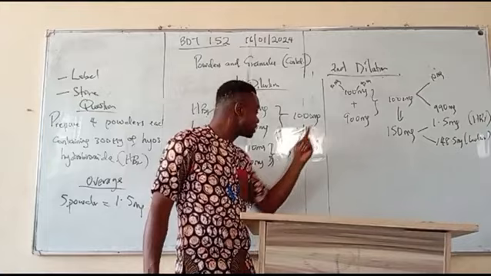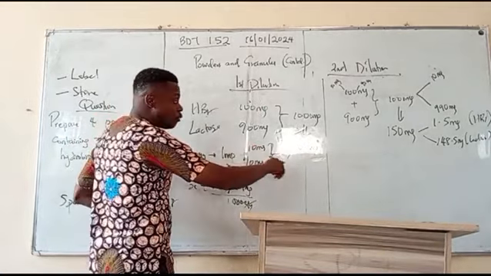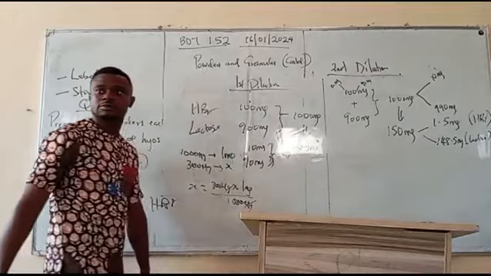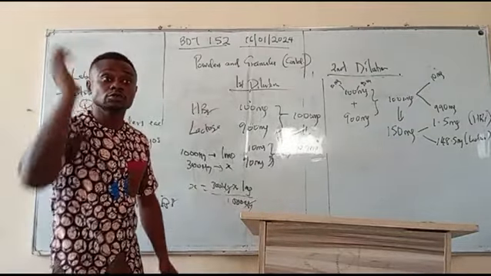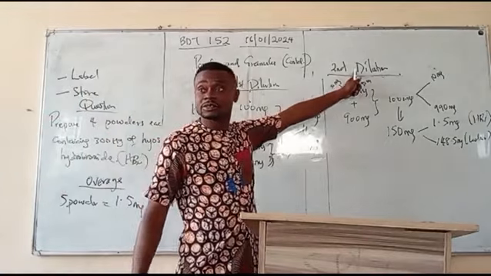This 100 milligram contains 10 milligram of what? IOC. And 90 milligram of lactose. You continue your second tenfold dilution. This is the second tenfold dilution.